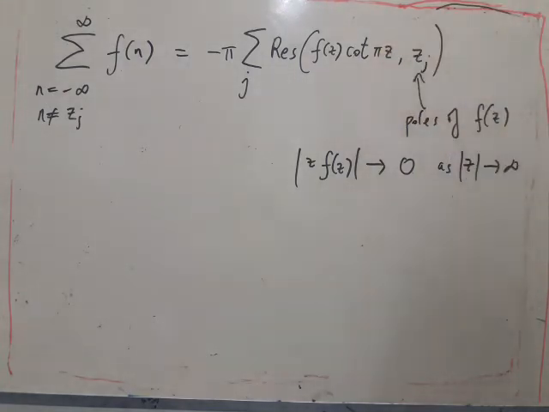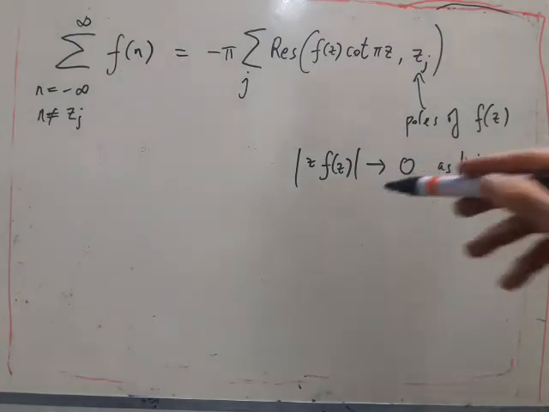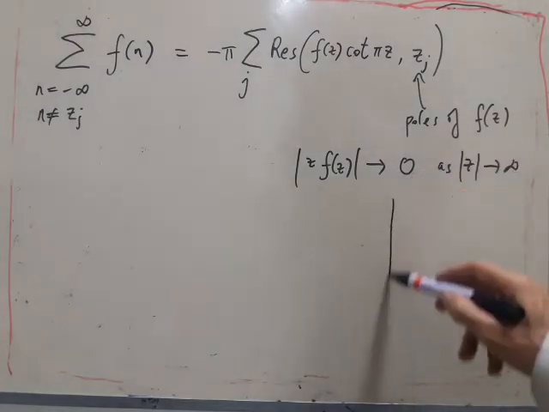Tan is 0 at multiples of pi, n pi. So cot has simple poles at n pi. So cot pi z will have simple poles at all of the integers. So what we do is we consider the following contour.